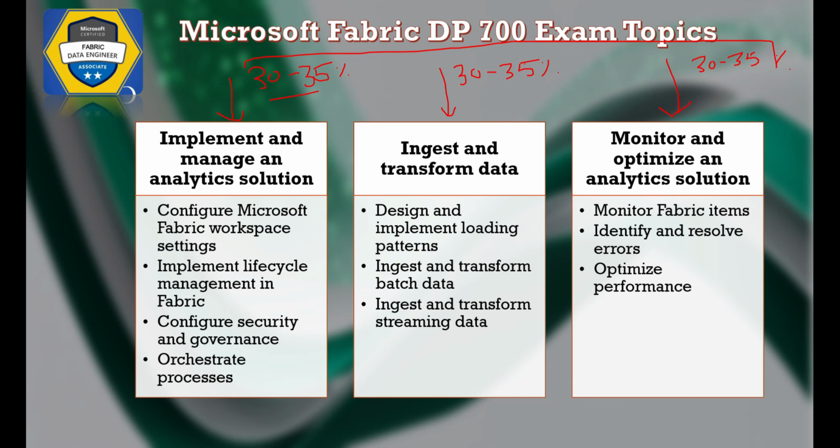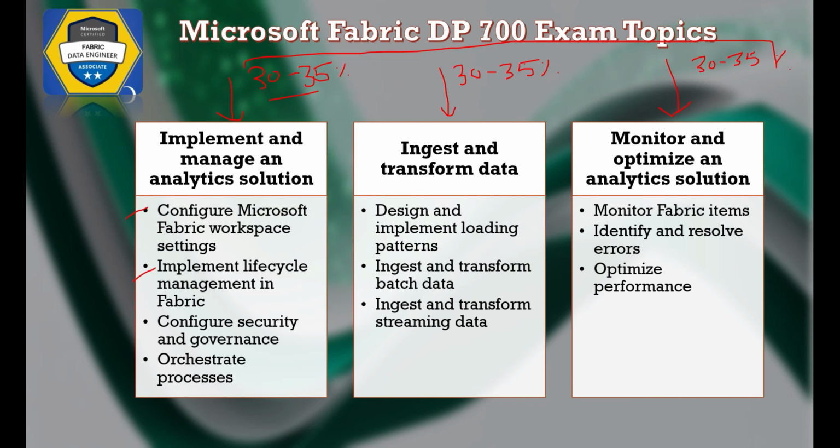And if you take implement and manage an analytical solution, you see configure Microsoft Fabric workspace, right? In this, there are Spark workspace settings, domain workspace settings, and what exactly OneLake looks like, right? And you can also configure the data workflow in the workflow settings. When it comes to implementing lifecycle management in Fabric, it's more about version control, implementing database concepts in the projects, and creating, configuring and deploying the pipelines.